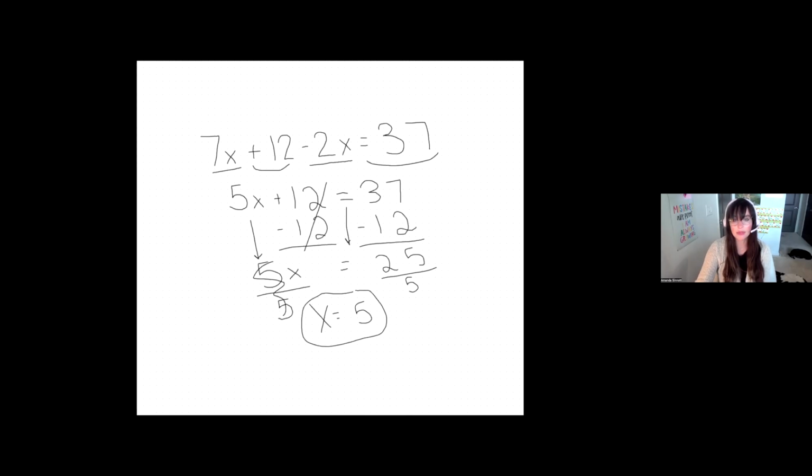If you're taking a big test and you want to double check after you go through all this work and you get your x equals 5, what you can do is plug your x in for these now that you know what x is. You'll go through your order of operations, 7 times 5, 2 times 5, and double check that the answer is the same with your x.